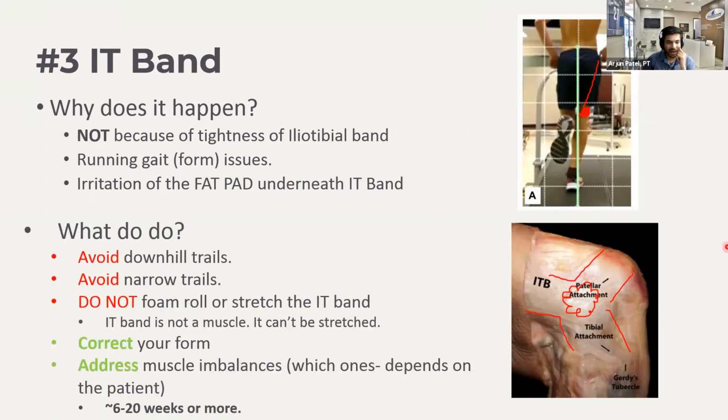What that means in terms of management, though, as usual, you're going to avoid downhill trails and narrow trails. You might have heard some advice on stretching it and foam rolling it and things like that. Do not do that, okay? Because like I said before, it's not a muscle, it's a thick piece of plastic. You can't stretch it. And there's already a lot of compression on this piece of fat here, okay? If you roll on it, or if you foam roll that particular area or the IT band, you can put more pressure on it, and that can make things a little bit worse, okay? Rather, you want to correct the main problem, which is the form.